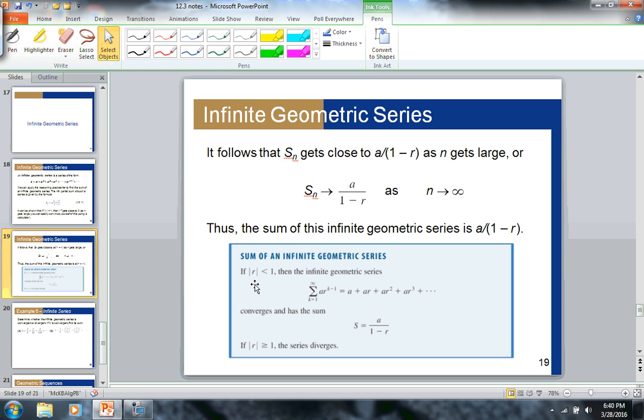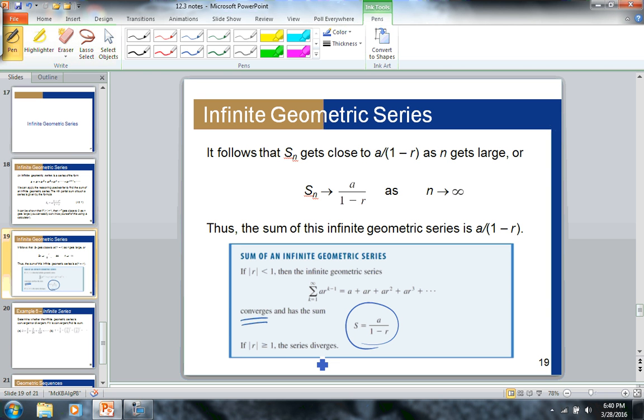It says that if the absolute value of r is less than 1, then the infinite geometric series converges and has a sum that can be defined this way. So when the absolute value of the ratio is less than 1, we can find the sum using this formula. If the absolute value of our ratio is greater than or equal to 1, then the series is divergent and we can't find its sum.